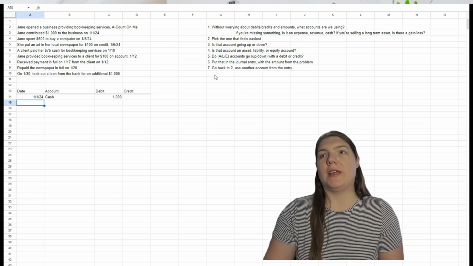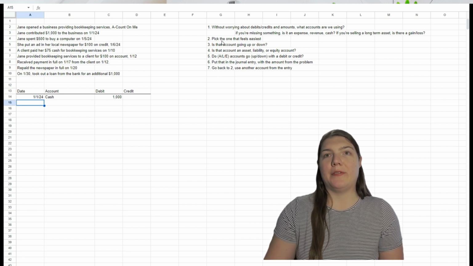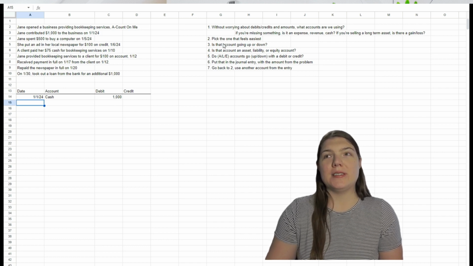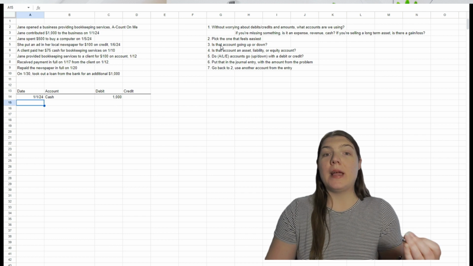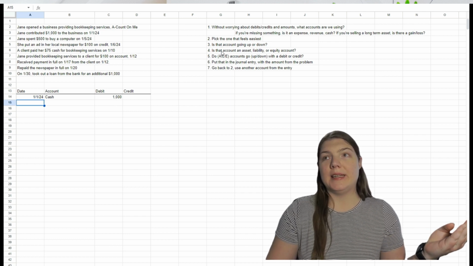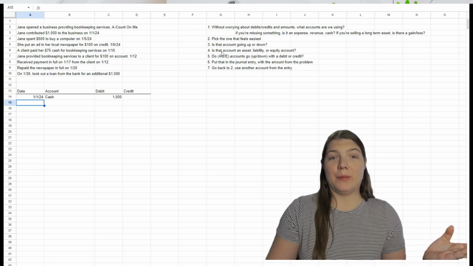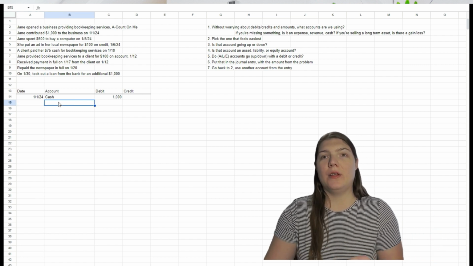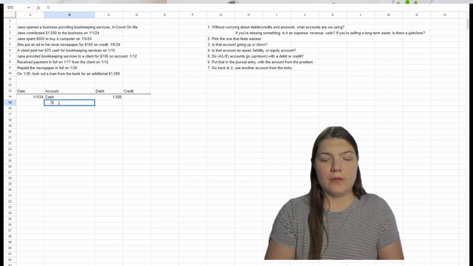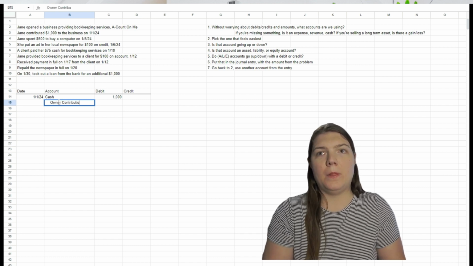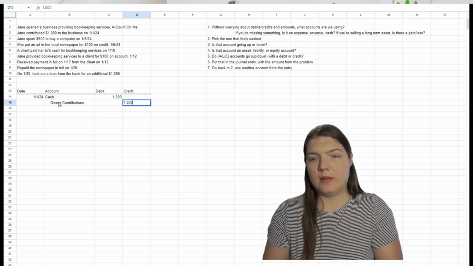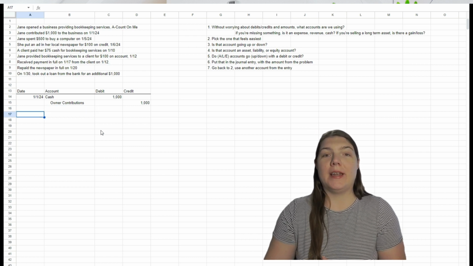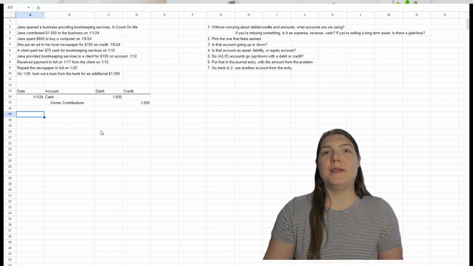Put that in the journal entry, and then we go back to the different one. The next account that we're dealing with is owner contributions. Owner contribution is going up because Jane is contributing to the business. It's an equity account, as we previously discussed. Equity goes up with a credit, so it's going to be a credit. I'll do a little indent. Owner contributions of $1,000, and our debits equal our credits. We're good to go to the next one.